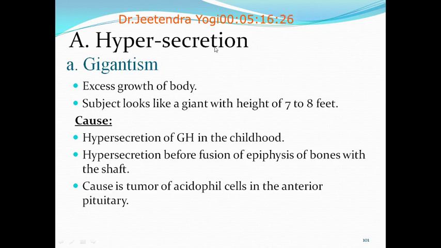So first we will take the hypersecretion conditions, first the gigantism. Gigantism is a clinical condition in which excess secretion of growth hormone occurs before the epiphyseal closure of long bone. So there is excess growth of the body. The subject looks like a giant with a height of approximately 7 to 8 feet on average. The cause of gigantism is mainly a tumor of acidophilic cells in the anterior pituitary gland.